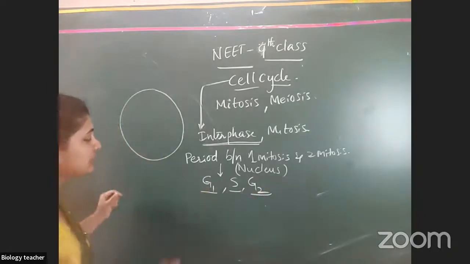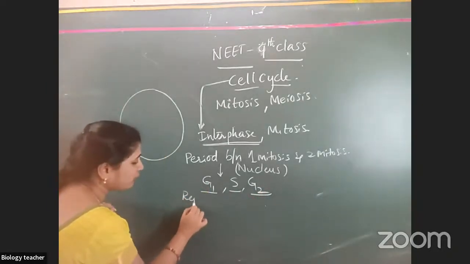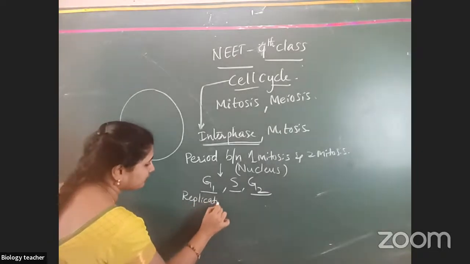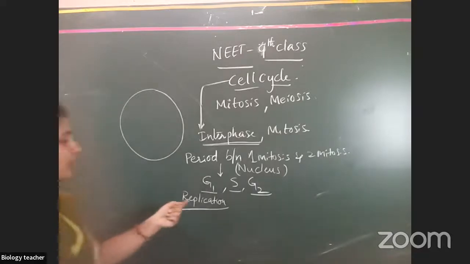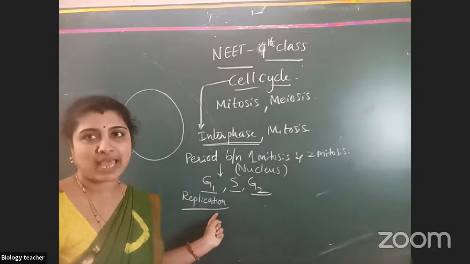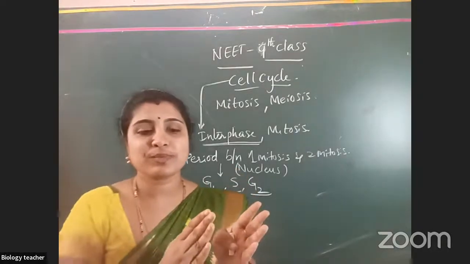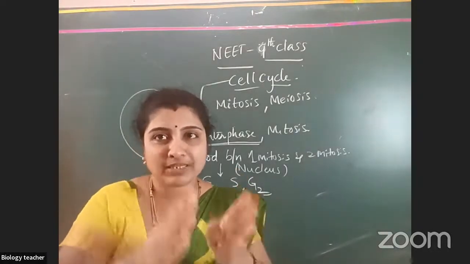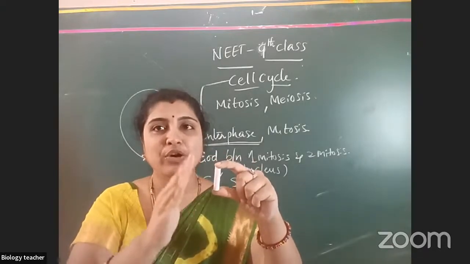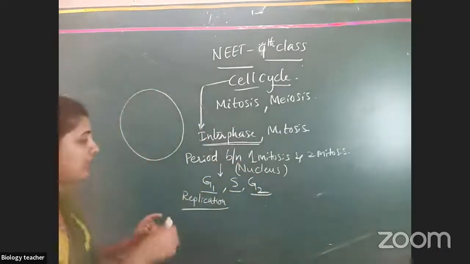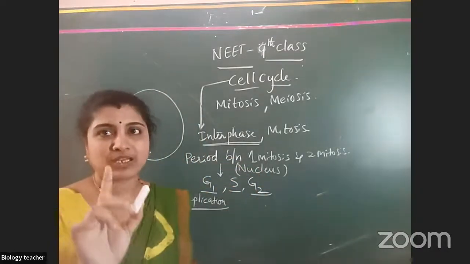So in G1, replication of chromosomes starts. What is starting? Replication of chromosomes starts. Replication means one chromosome is starting to produce an extra copy. For example, if one piece of chalk is there, it starts to produce a second piece of chalk. Like that, one chromosome in a cell.